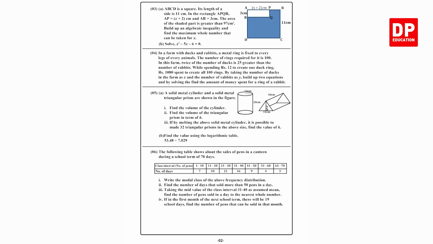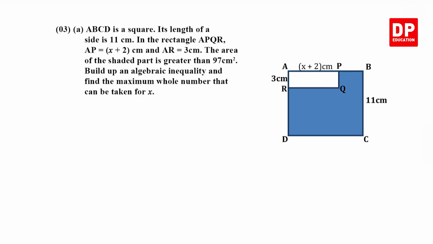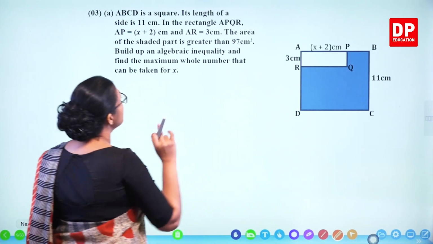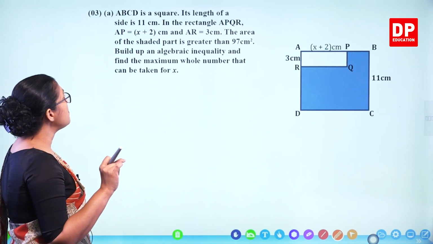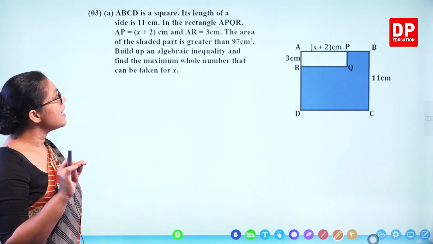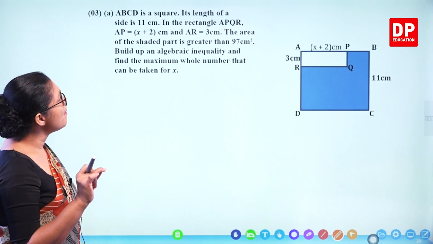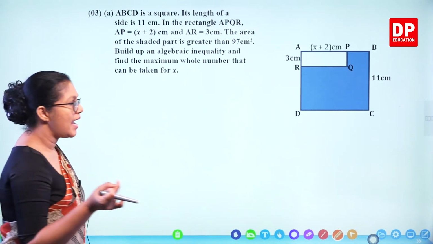So that's part A. Question number 3. ABCD is a square. Its side length is 11 centimeters. In the rectangle APQR, AP equals x plus 2 and AR is 3 centimeters. The area of the shaded part is greater than 97 square centimeters. Build up an algebraic inequality and find the maximum whole number that can be taken for x.